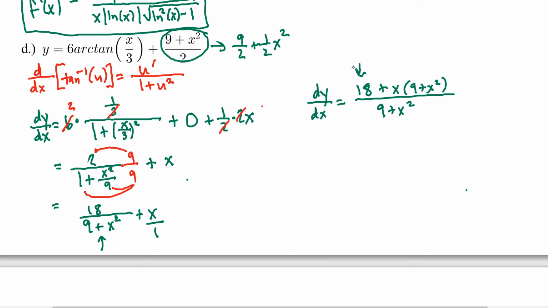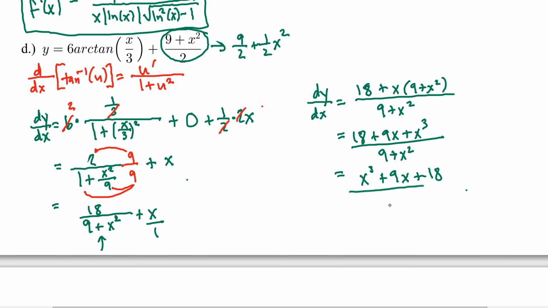Just algebra stuff. Now, let's distribute our x inside our parenthetical element. And I'm going to rearrange it in descending order in both the top and the bottom, and we'll have a very presentable derivative.